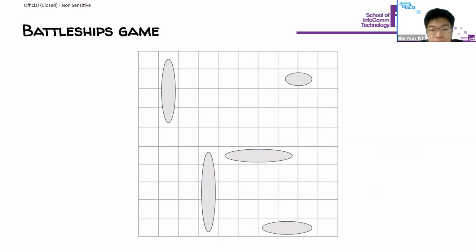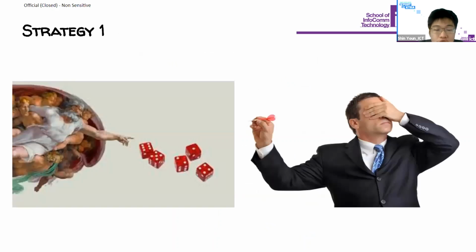So what are the strategies that may be used? One strategy that may be uncommon among players would be targeting locations with pure randomness. It involves a massive exercise in probability.